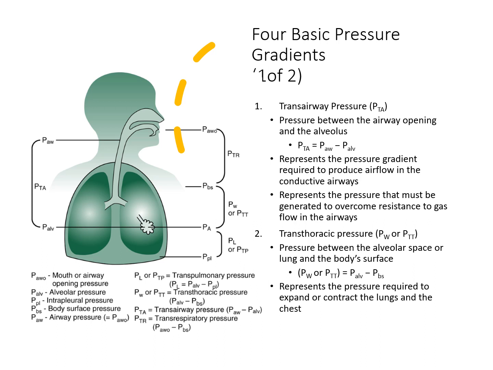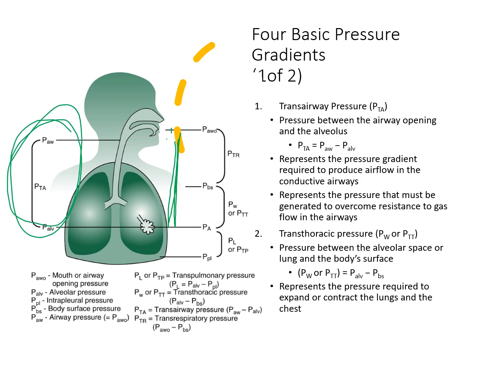You have 4 basic pressure gradients when we're looking at this. Transairway pressure and transthoracic pressure are 2 that we'll start off with here. Transairway pressure is the difference between the mouth or pressure of the airway opening and the alveoli. So from here to here, right? It's the difference between the pressure at the mouth to the alveoli. So that's your transairway pressure.